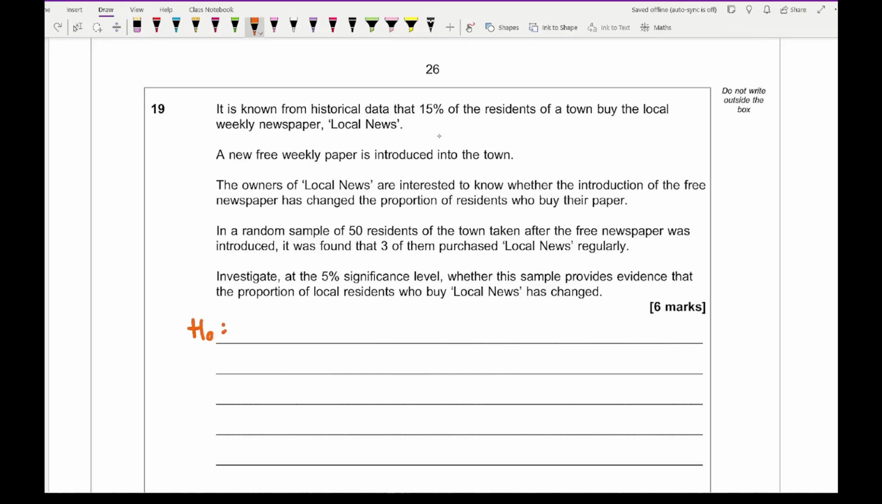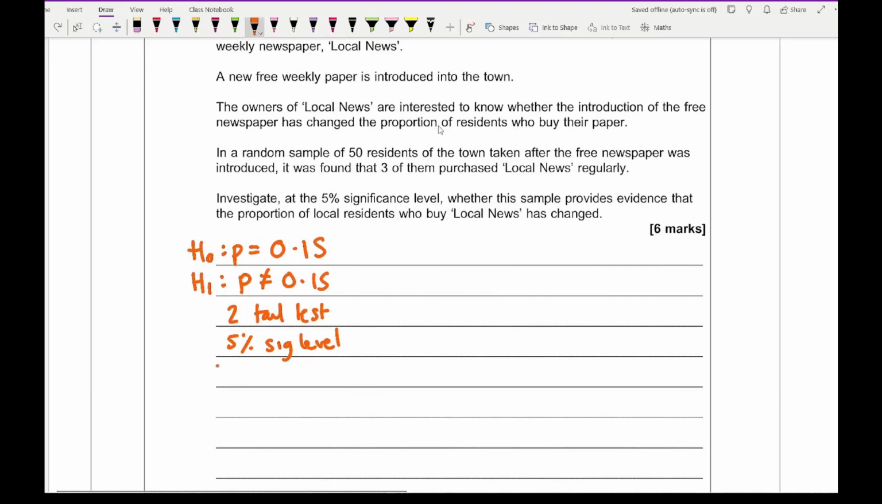The null hypothesis is that the probability of them buying the paper is still 0.15, and for H1 we're looking to see if that has changed. So it's going to be a 2-tail test at a 5% significance level. Now looking at the parameters, we know it's going to be binomially distributed with a sample size of 50 and the probability of a success being 0.15.